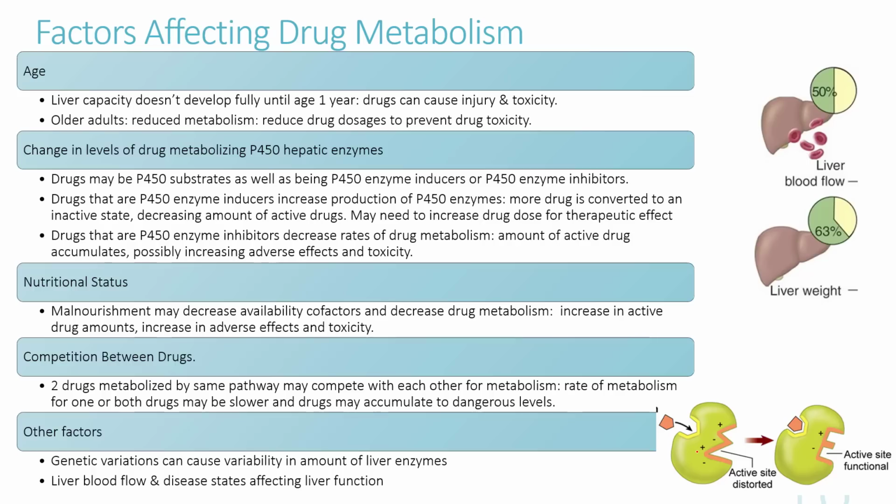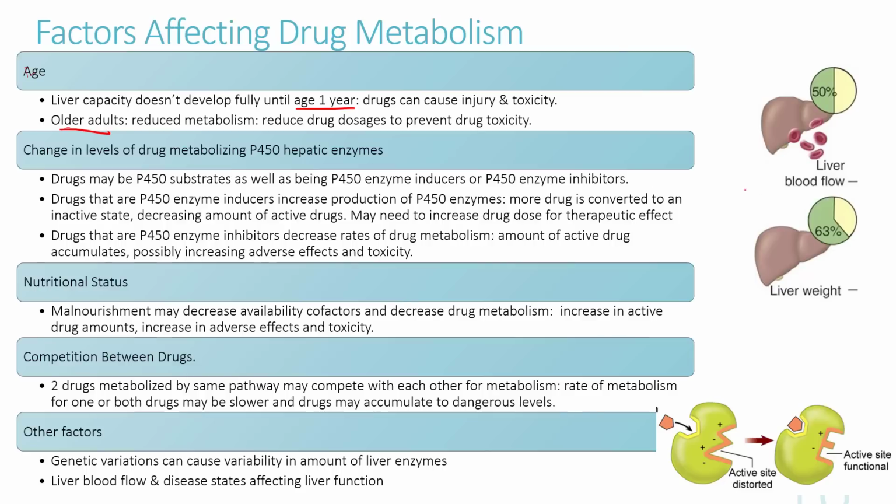Some factors that affect drug metabolism are listed here. You've got age over here, and in terms of age, it's the older adults as well as the very young, right? The liver function or capacity of a child 1 year old or less isn't mature, and so drugs can cause injury and toxicity. A way around it is to reduce the amount of drugs so that it prevents injury and toxicity.